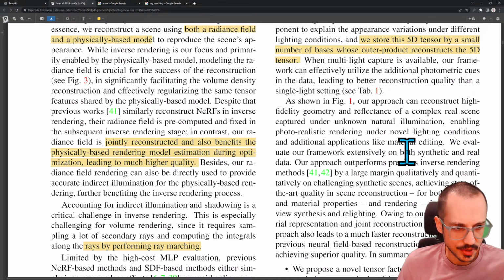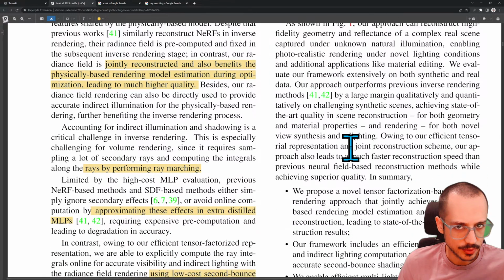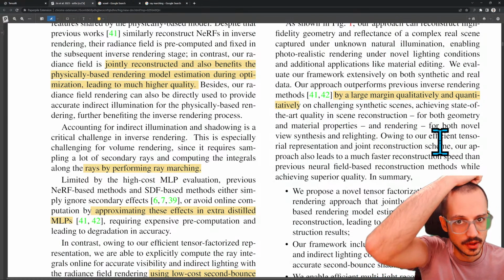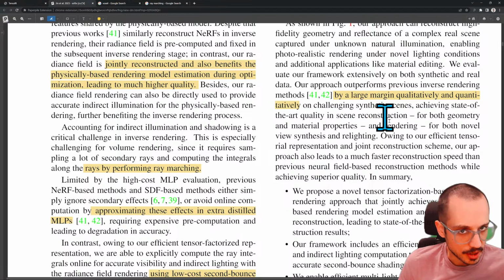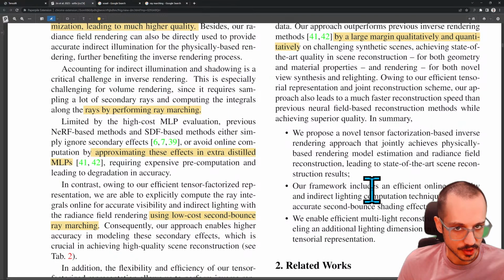We evaluate our framework extensively on both synthetic and real data. Our approach outperforms previous inverse rendering methods by a large margin qualitatively. Yeah, this is what I noticed. Very, very impressive. Achieving state-of-the-art quality in scene reconstruction for both geometry and material properties. Owing to our efficient tensorial representation and joint reconstruction, our approach also leads to a much faster reconstruction speed than previous NeRF-based reconstruction methods while achieving superior quality.